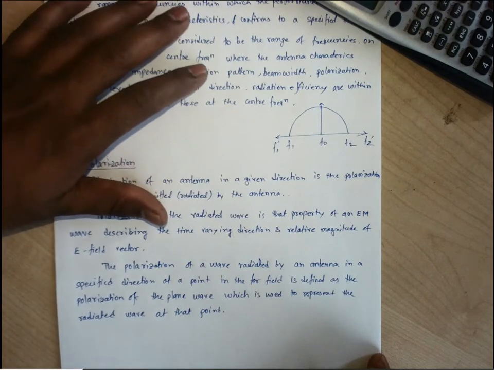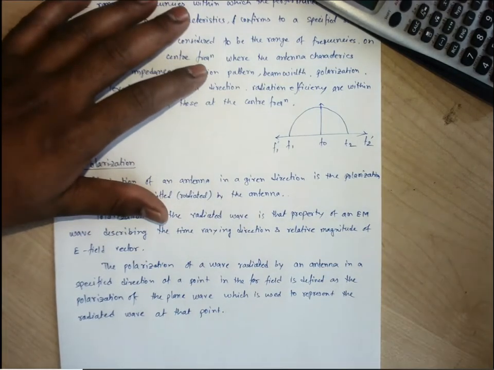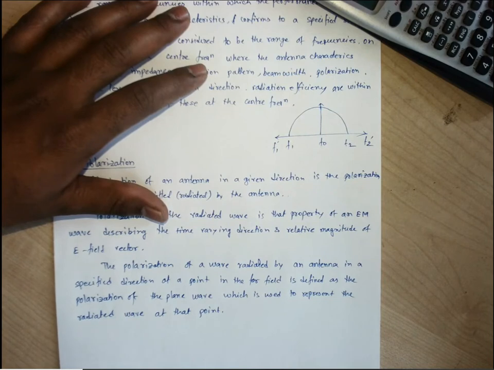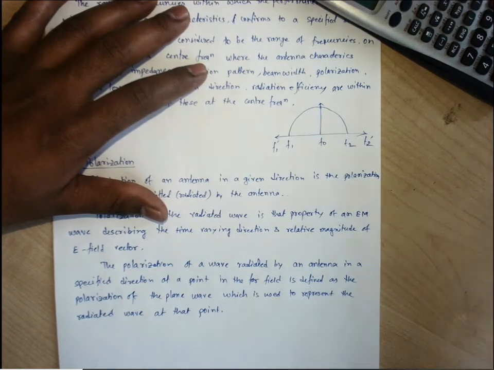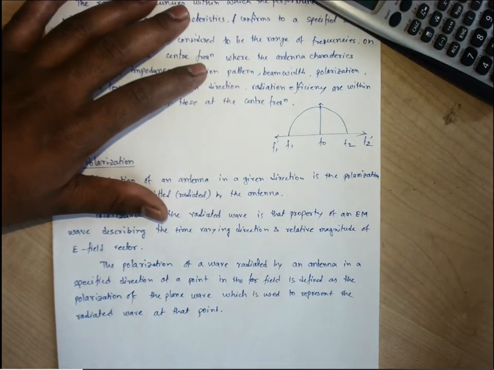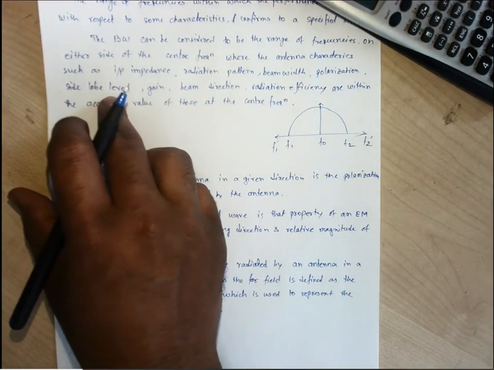So the polarization of the radiated wave at a far distant point can be defined as the plane wave which is used to represent the radiated wave. If we are able to find out the orientation of the plane wave radiated from that antenna at a far distant point, or at the observation point, we can have the polarization. So we need to deal with the plane wave which has been radiated from the antenna.